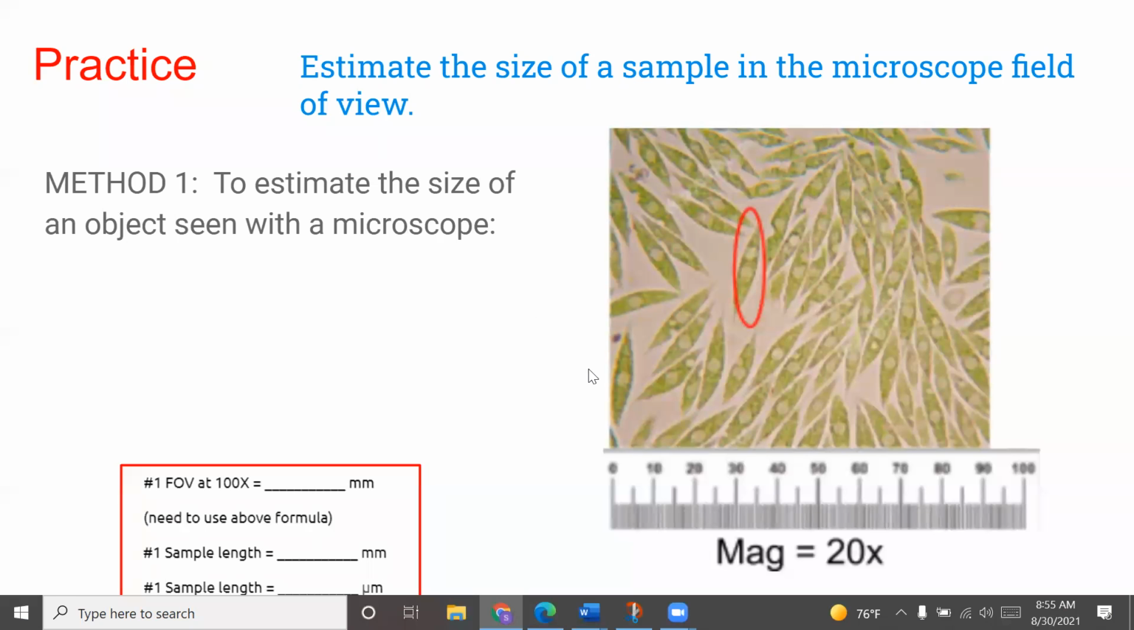Okay, first of all, we need to go backwards. The first thing we need to figure out is our field of view at 100x. This is just like our warm-up. First, we need to figure out our field of view at low power. I know this is a very blurry ruler, but do your best. And I know this is a square, which is not usual for a microscope, but it's okay. Pretend we have a square microscope. So what is our field of view at low power? How do we find that out? By counting the ruler.